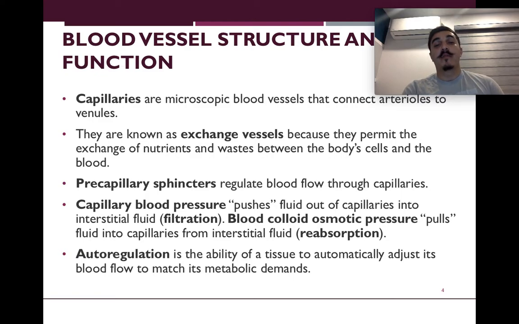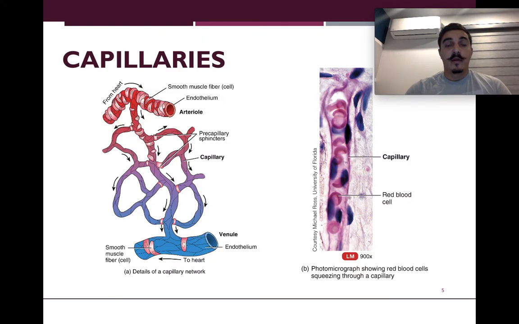The blood colloid osmotic pressure pulls that fluid in, so like reabsorption and filtration, so out or into. Okay, autoregulation is the ability to automatically adjust that blood flow depending on what your metabolism or your body wants to do. Okay, so increase blood flow or decrease blood flow, or filtrate or reabsorb. Okay, so here's examples: the venules, the arteriole, and the capillaries in between, a little connection in between. We got smooth muscle fiber here. So remember, red is rich in oxygen, blue is deoxygenated.